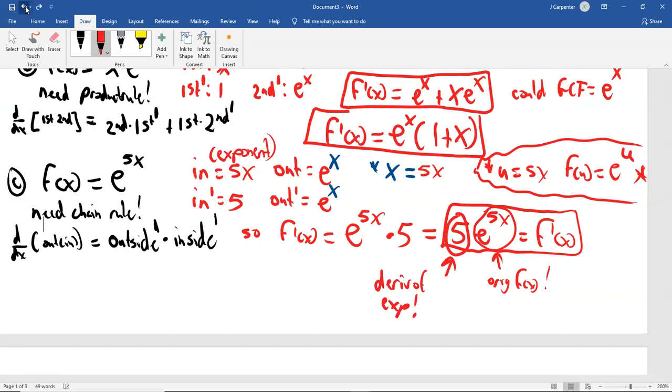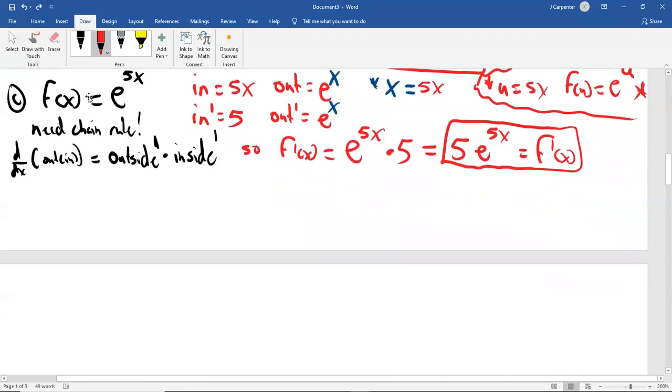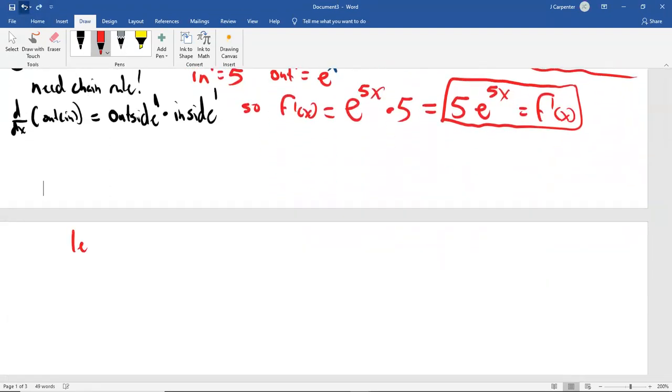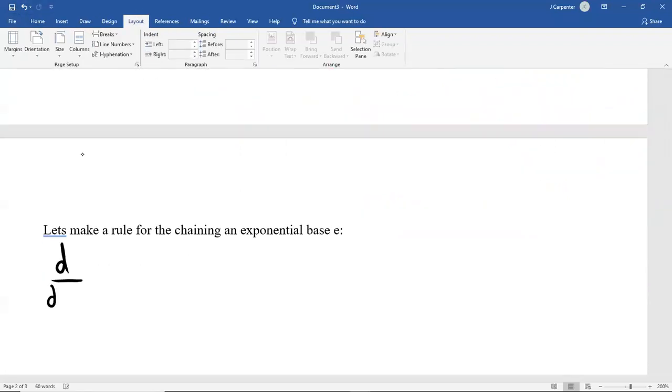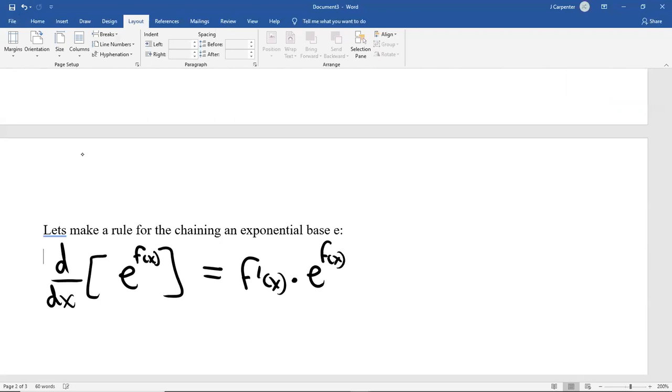So we're going to make a formula for that so we don't have to practice this chain rule 50 million times. I don't want to write that, so let's type it. Let's make a rule for chaining an exponential to the base of e. So d dx in black, the derivative of some exponential with a base of e where the exponent is not just x, it's a function. It's 5x or x squared plus 3 or anything. So no matter what the exponent is, this derivative is always the derivative of the exponent times the original function. That's what that says.